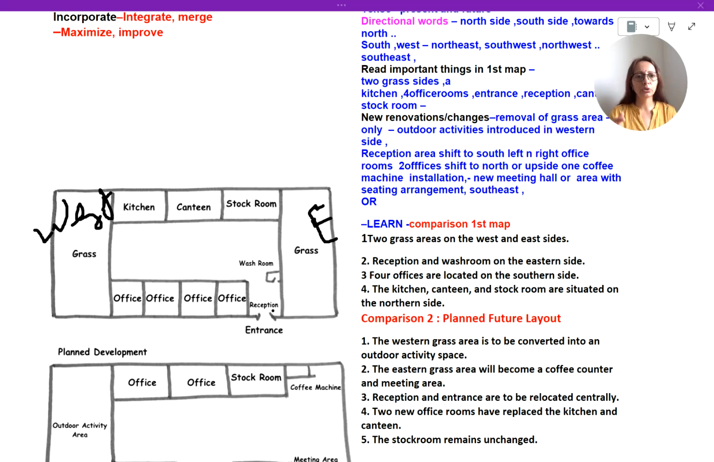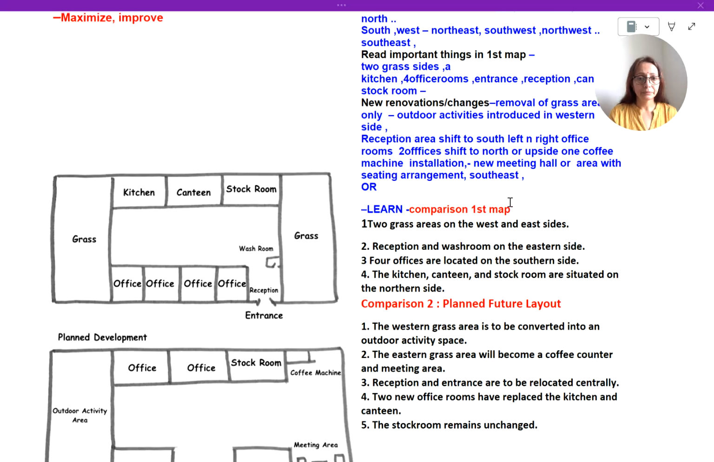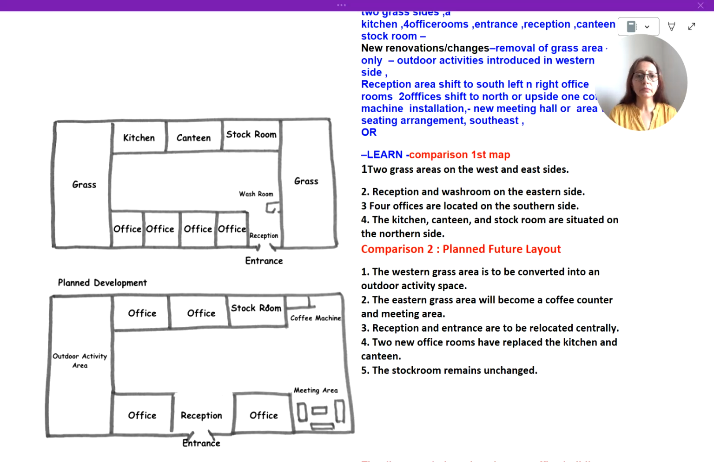Reception and washroom on the eastern side. Four offices are located on the southern side. The kitchen, canteen, and stock room are situated on the northern side. So learn these sentences, I'm saying. Now comparison: how you can do comparison, I will show you. See this. Now it's important. The western grass area is to be converted into an outdoor activity space.